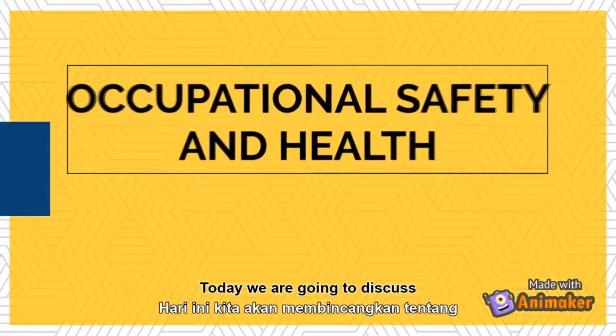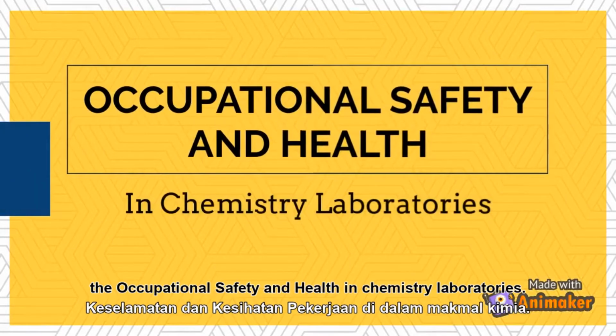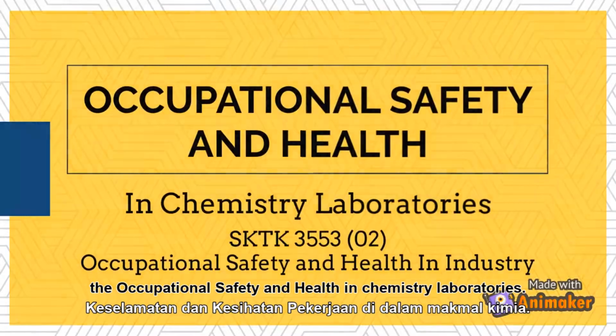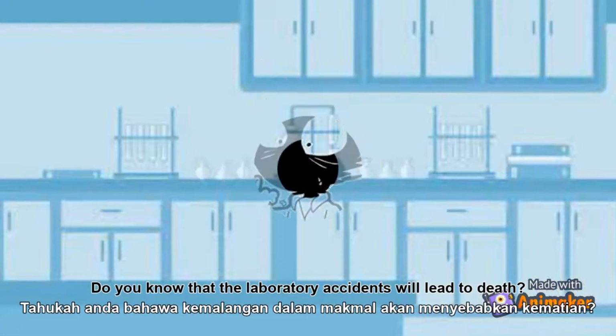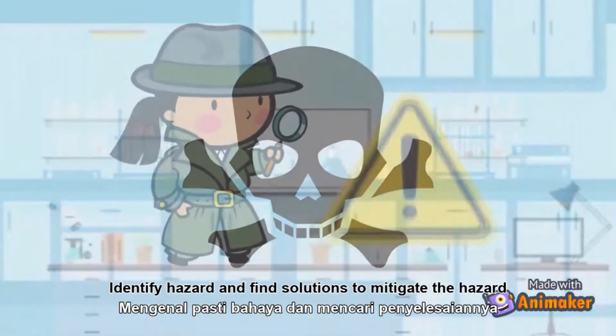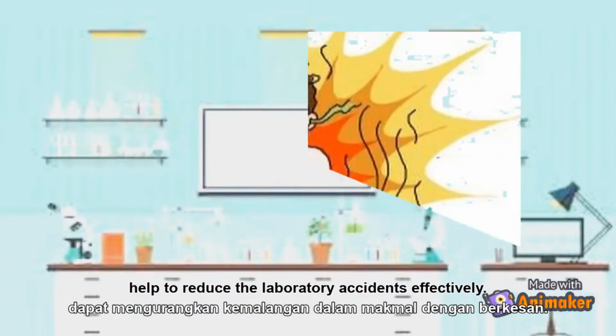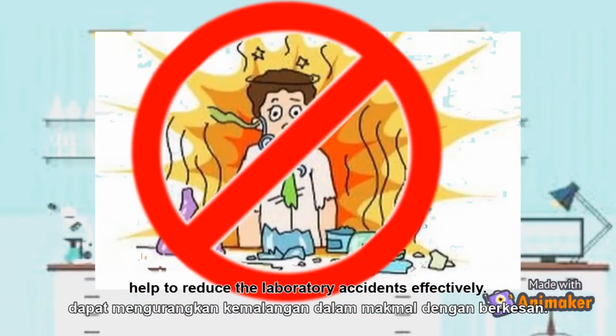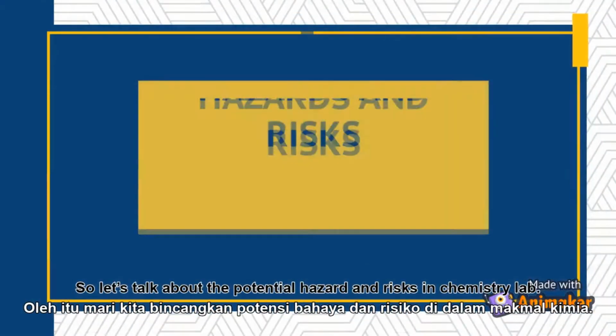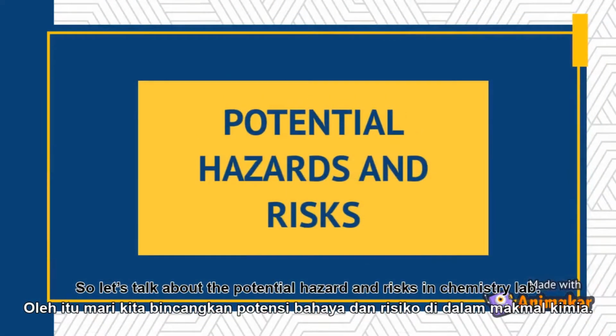Today, we are going to discuss the occupational safety and health in chemistry laboratories. Do you know that laboratory accidents can lead to death? Identifying hazards and finding solutions to mitigate them help to reduce laboratory accidents effectively. So let's talk about the potential hazards and risks in a chemistry lab.